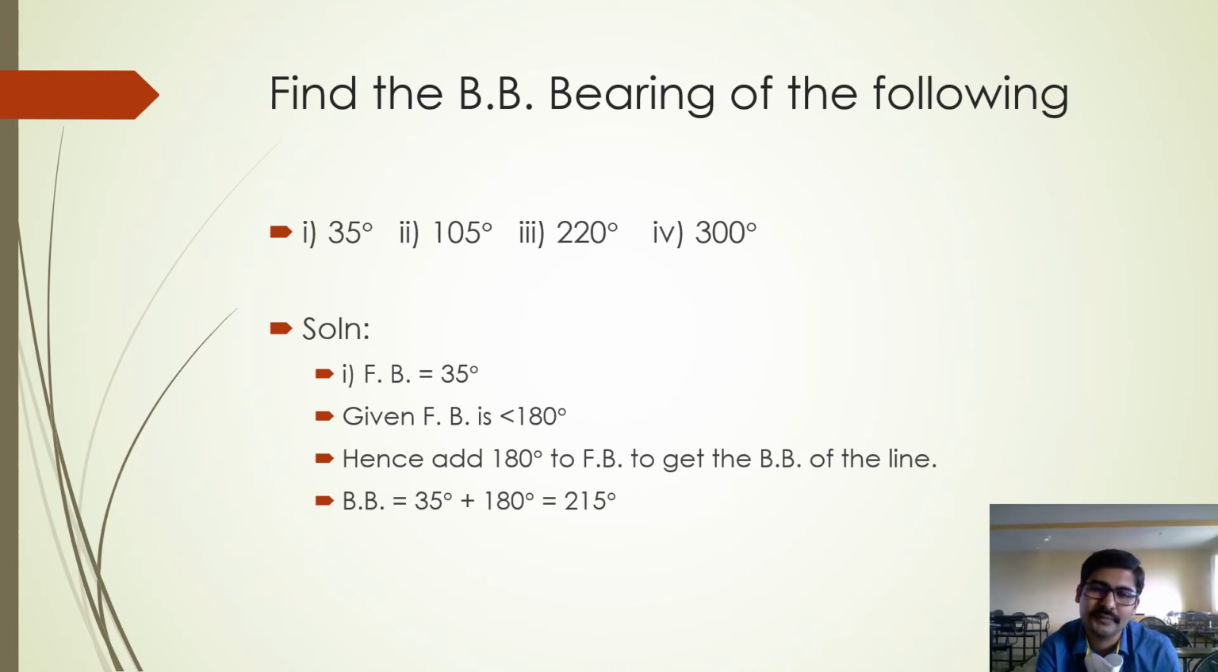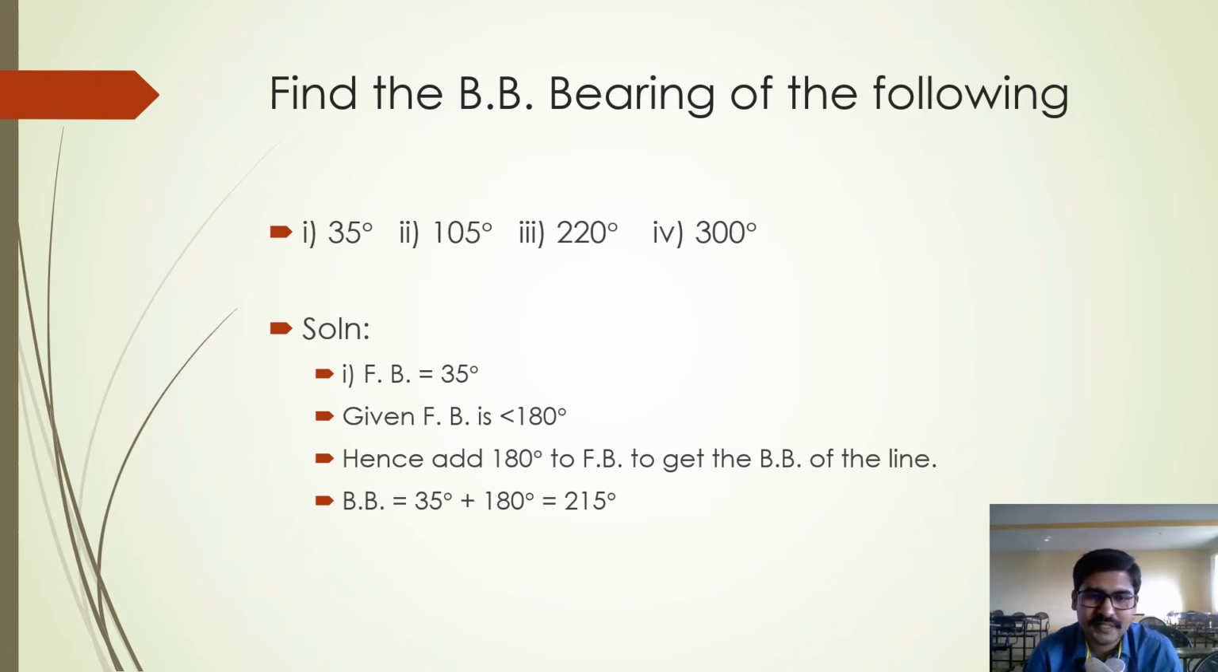So back bearing will be equal to forebearing, that is 35 degree, plus 180 degree, that will be 215 degree. So very simple. So plus 180 degree in case you have forebearing less than 180 degree, and if forebearing is more than 180 degree, then definitely you need to subtract it. So there are 3 more examples given. So I want you to have a pen and paper and work out these 3, right?